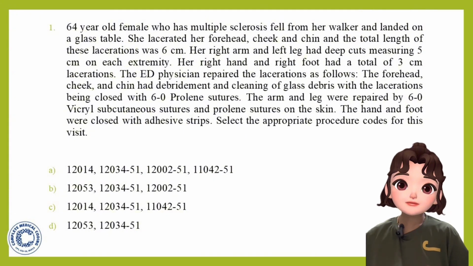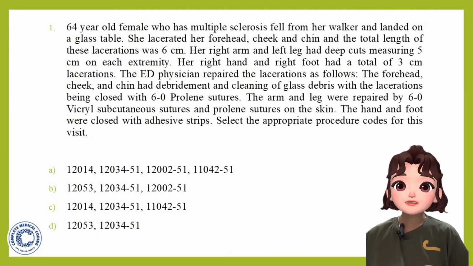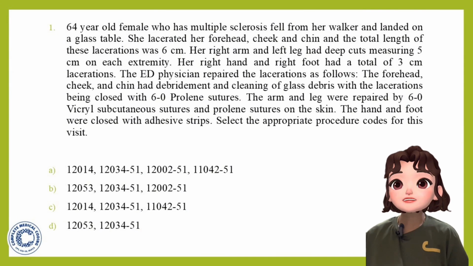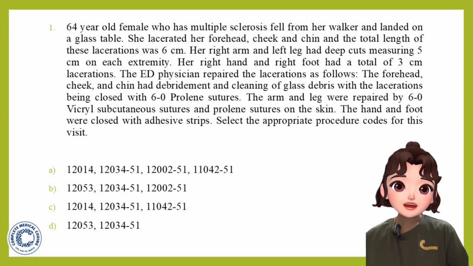Now if you go to option B, 12053. What is 12053? Intermediate repair of wounds of neck, hands, feet, or external genitalia, 5.1 cm to 7.5 cm. She lacerated her forehead, cheek, and chin, measuring up to 6 cm. So this is between 5.1 and 7.5, right? So we need this code.